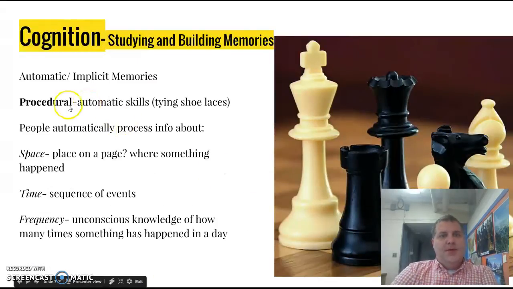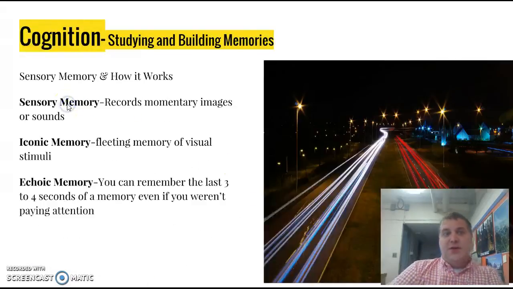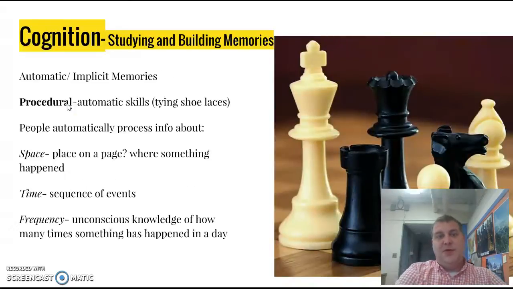Automatic and implicit memories: procedural memory is automatic skills that we learn. After a while you just don't even think about it. You know how to tie your shoelaces. You know how to play checkers. You know how to play chess.